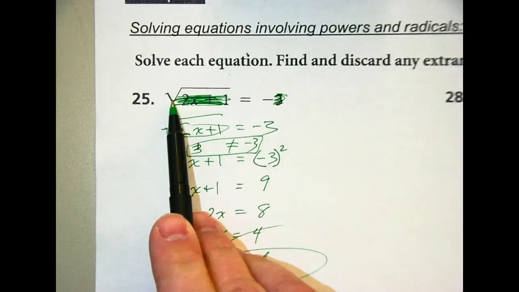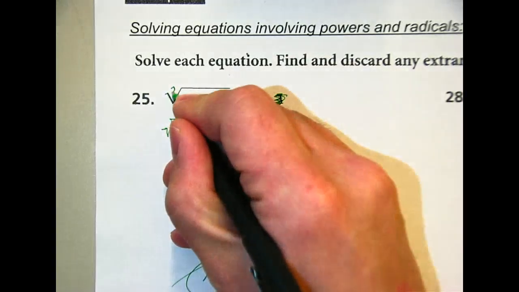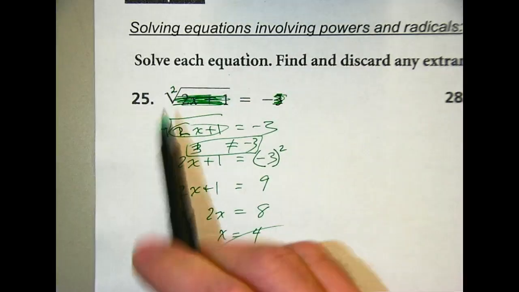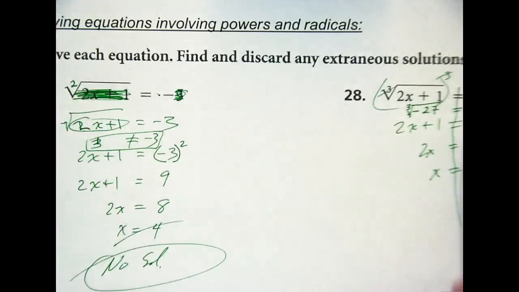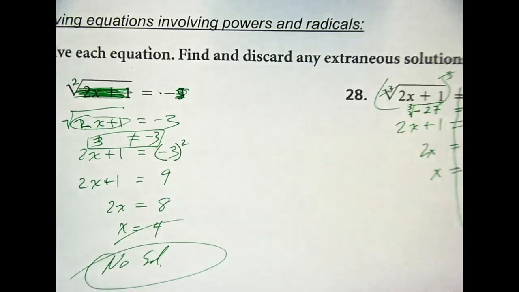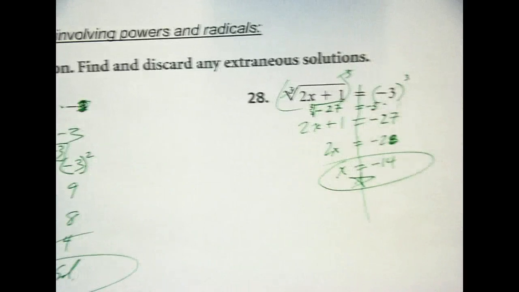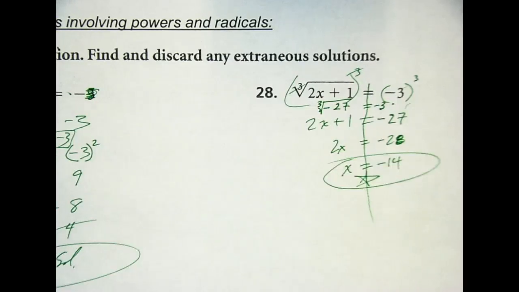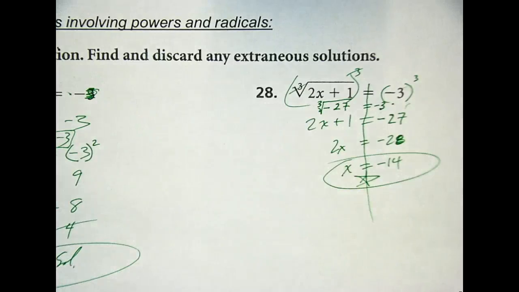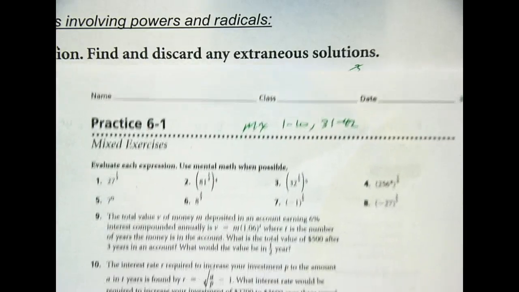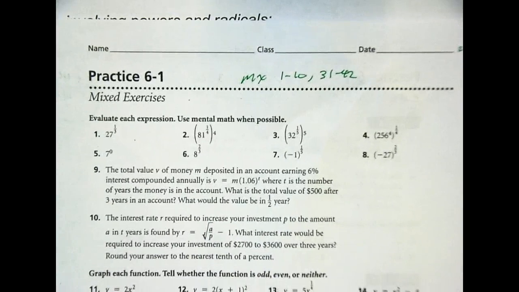An even numbered root, and remember, this is an implied square root, cannot be negative. You don't get real solutions, you get complex ones. We good with that? This is our solution. Questions? Alyssa? So for number 25, would you just write no solution? No solution, yeah. Assignment, mixed side 1 through 10 and 31 through 42.